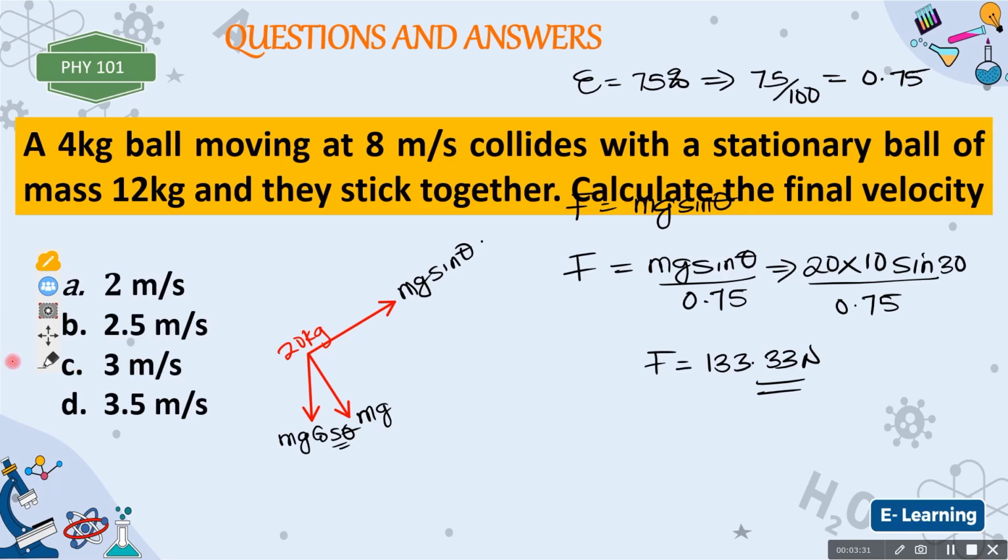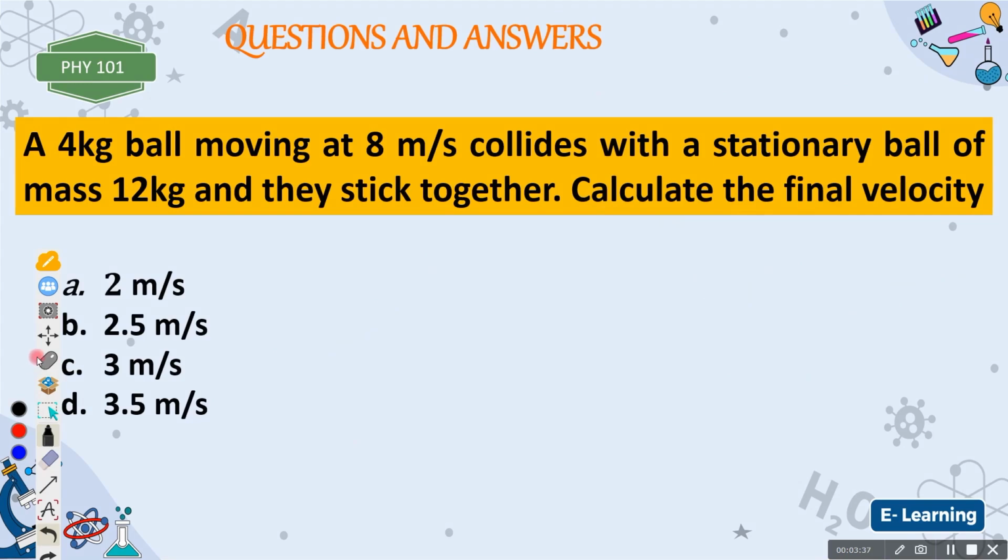Let us see the next question. The next question says, a 4 kg ball moving at 8 meters per second. So we are going to write our M1, it's a 4 kg ball, so 4 kg, moving at V1 is 8 meters per second, collides with a stationary ball, M2, of mass 12 kg, and they stick together. Calculate the final velocity. Now you agree with me that the velocity V2, because they told you it was stationary, they told you that V2 is stationary.